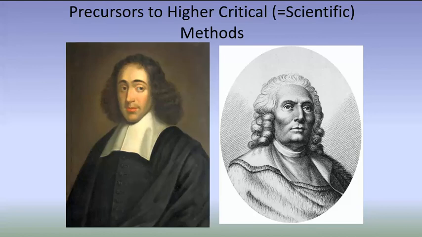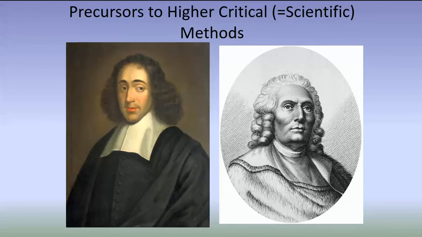The second scholar here, Jean Astruc, was French. He was a physician to King Louis the 15th. He didn't set out to undermine the traditional understanding of the Mosaic authorship of the Pentateuch. Astruc claimed that Moses did write it, but with the use of sources. So Moses is using oral or written sources because he was not an eyewitness to the events recorded in earlier chapters in Genesis, the patriarchal history in Genesis 1 through 11.